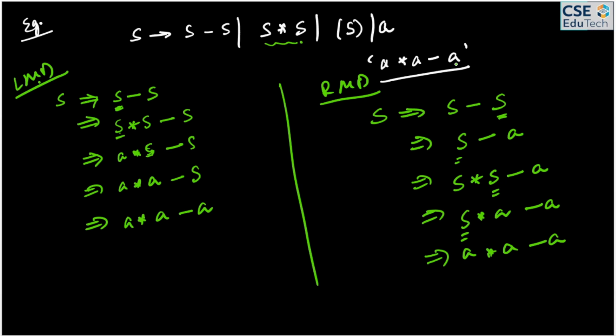So this is one example of the leftmost as well as the rightmost derivation. Now we'll discuss ambiguity in context-free grammar, or CFG. What is the meaning of ambiguity in terms of context-free grammar? So first we will give a formal definition, then we will discuss it.